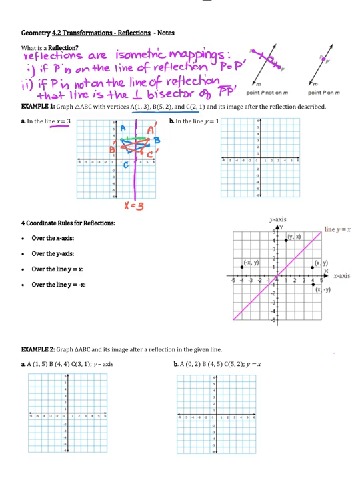If we wanted to reflect that same triangle, I'm going to draw the triangle first. A was at 1, 3. Here's A. B was at 5, 2. C is at 2, 1. Now we're going to reflect it over the line y equals 1. So notice that your C point is going to be on the line of reflection, which means that C will equal C prime.